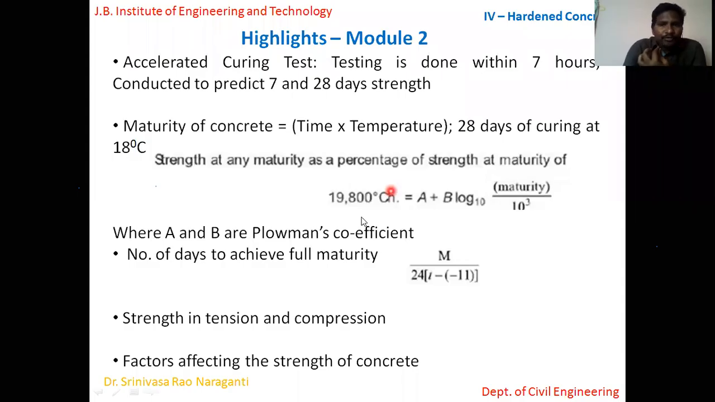Okay, so based on these two, we also worked out two numerical problems based on these equations, where we found the maturity of the concrete for different temperatures, the daytime and nighttime. And one more thing we worked out was whether a formwork can be removed or not. And we also have seen how long it's going to take for a concrete to attain its complete maturity. These are the two numerical problems we worked during the last class.